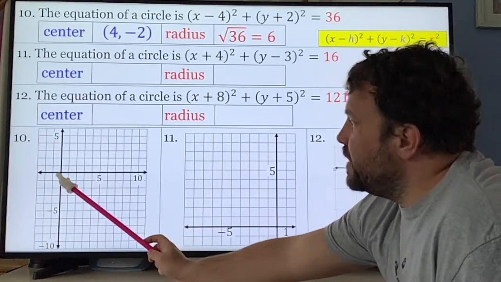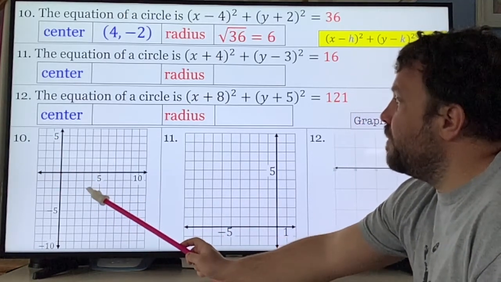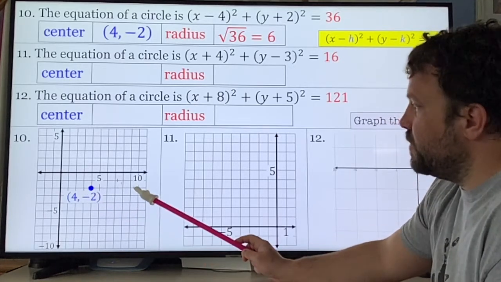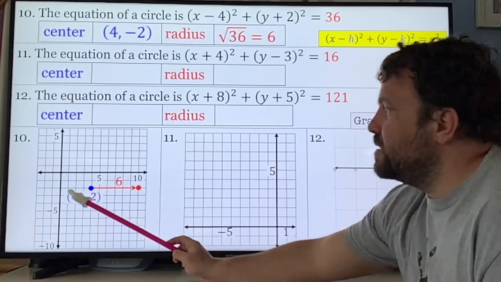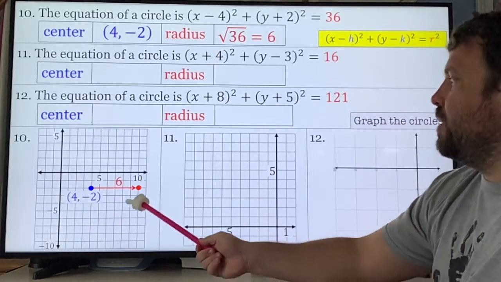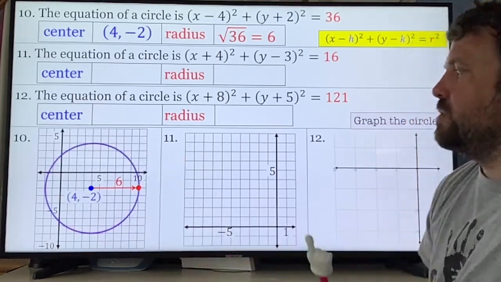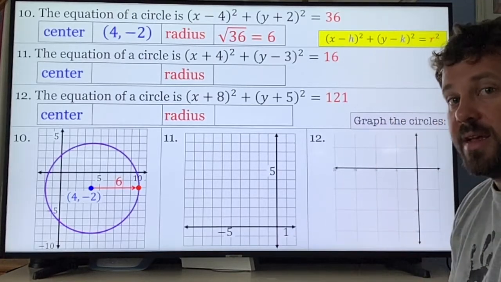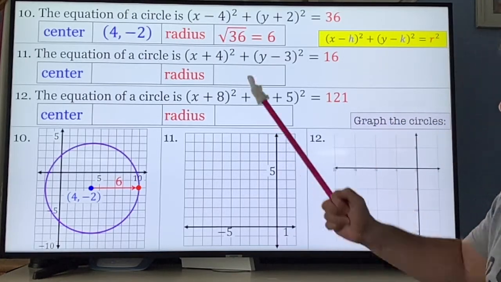So we go over here. Each one of these units is 1. 4, negative 2, right? That's our point. And you count 6 over each direction. All right? 6 that way, 6 up, 6 down. And then I draw my circle. If you got that answer, congratulations. If you didn't get that answer, maybe you'll get the next one. Let's look at problem number 11.